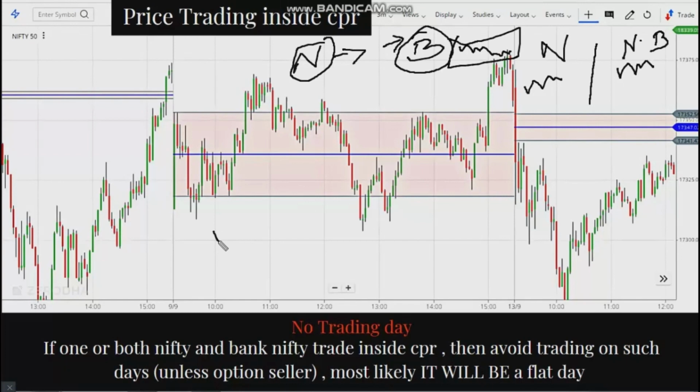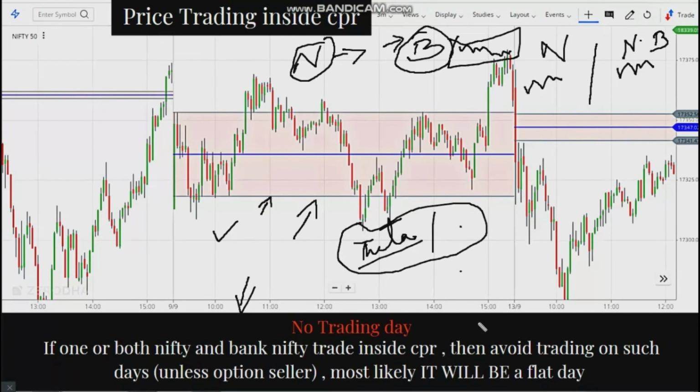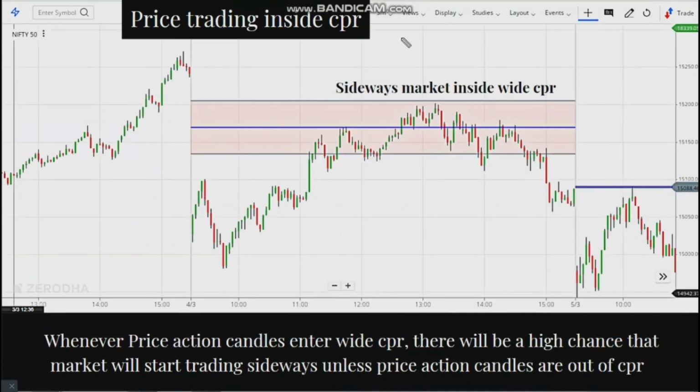However, right now the concept to understand is whenever you see such patterns in Nifty, Bank Nifty or both, avoid trading on that day, especially for people who are buying options in Nifty or Bank Nifty. However, it is a very good day for people who are doing option selling, because here theta will come into effect. What is theta? Theta is nothing but time decay. This we will understand in our option chapter. So this is the concept you have to understand right now.